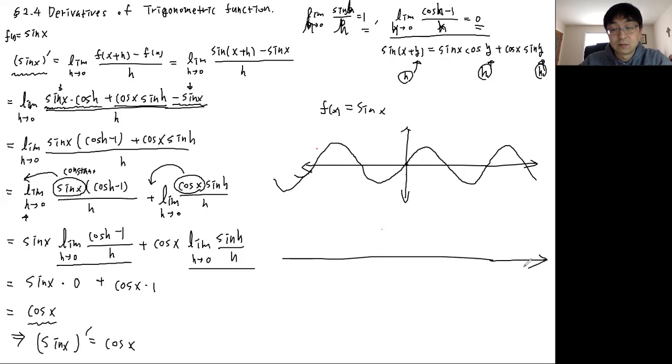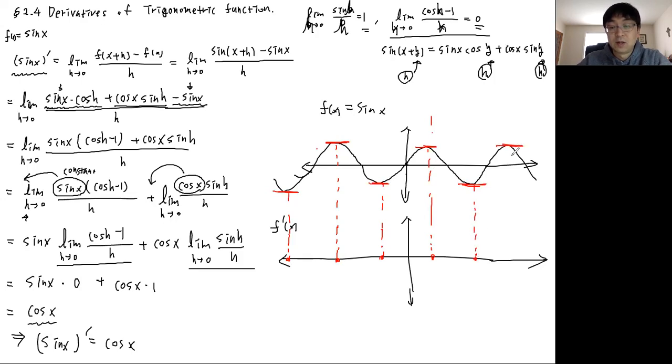Here we draw f prime of x. What's f prime of x? You can use the same method for finding the derivative of cosine of x. You can draw horizontal tangent lines, and the slope is 0 at each of these points.